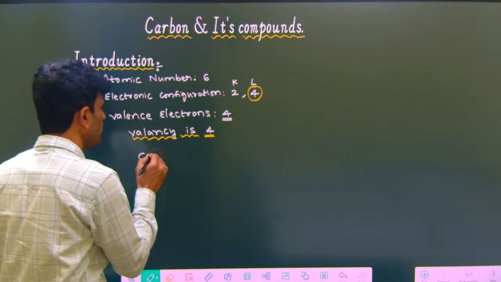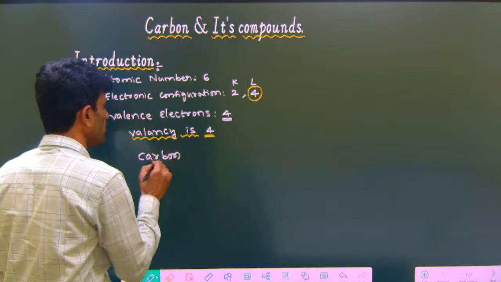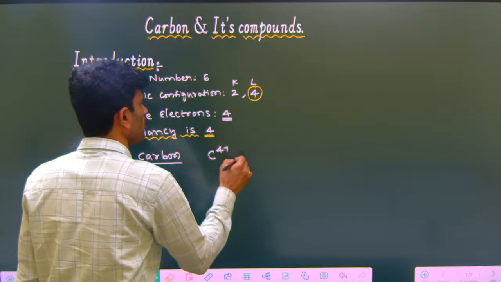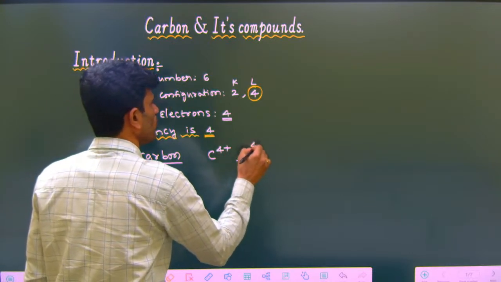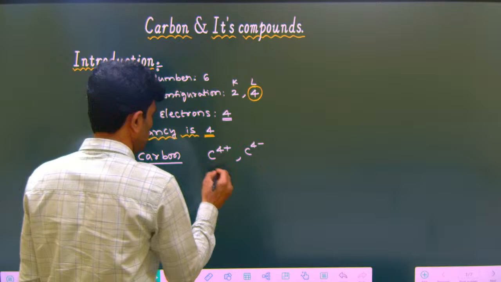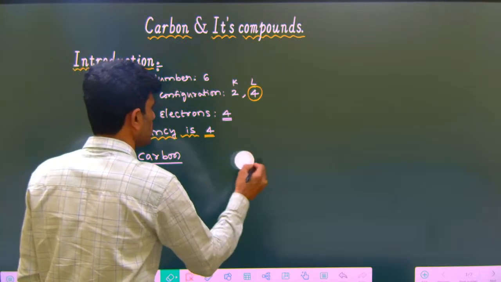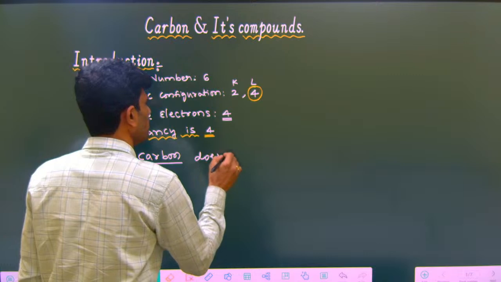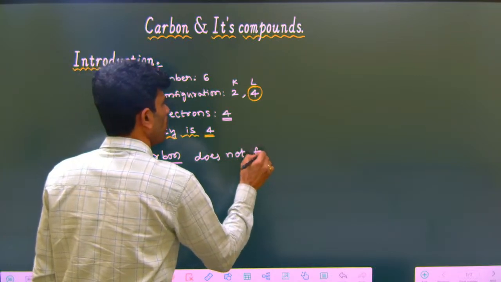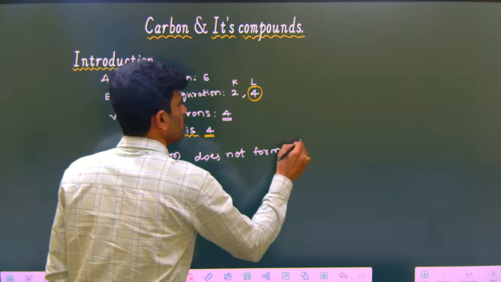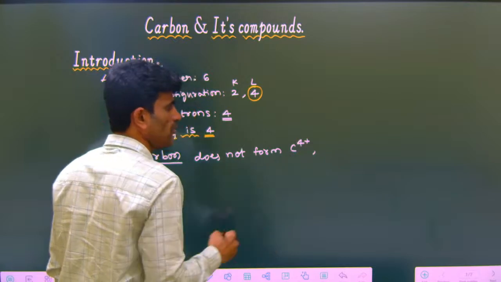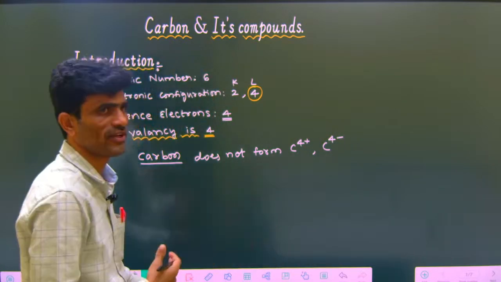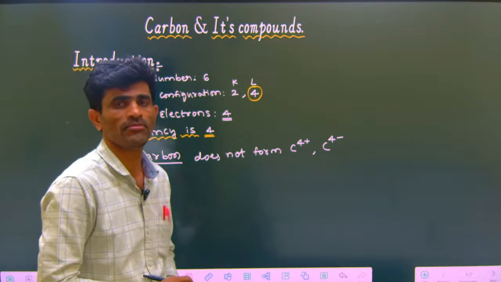So carbon will not form C4+ or C4-. Carbon does not form a cation, that is C4+, or an anion. It will not lose or gain electrons, and it will not form any ion.